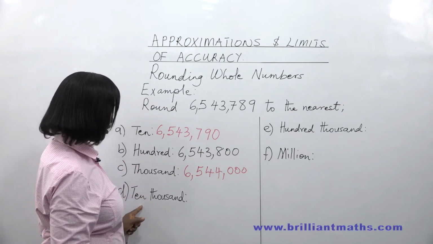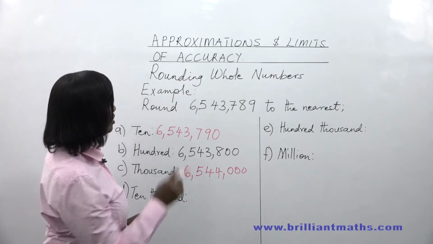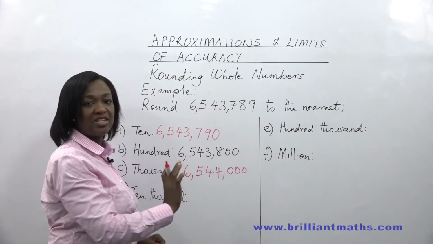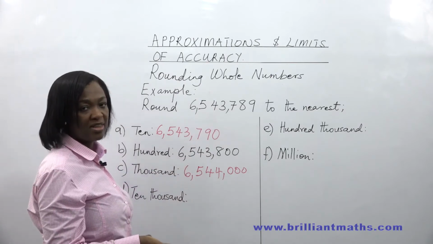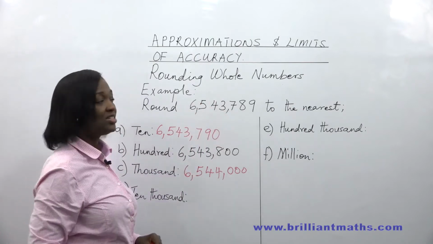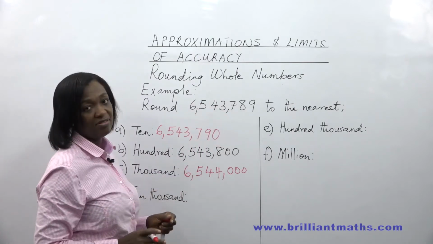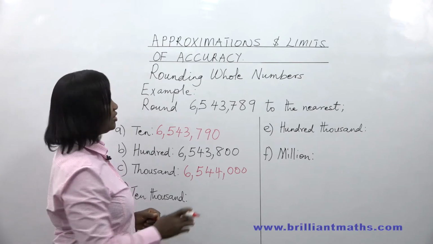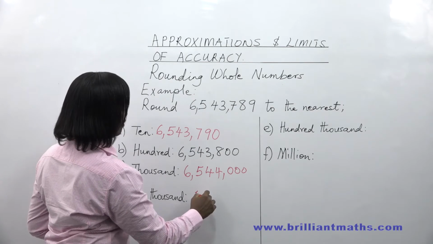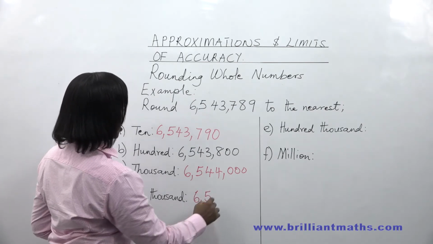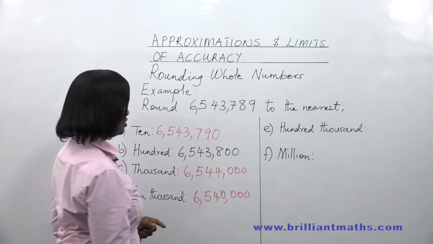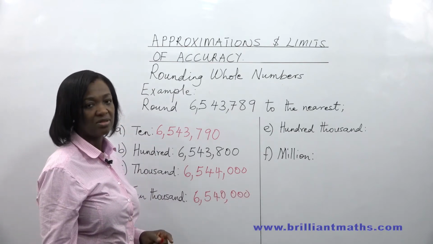Rounding to the nearest 10,000. Where is the 10,000 digit? It's a 4. So we look at the digit before the 10,000, and that is the 1,000 digit, and that is 3. And 3 is less than 5, so we round down. So the answer becomes 6,540,000 to the nearest 10,000.